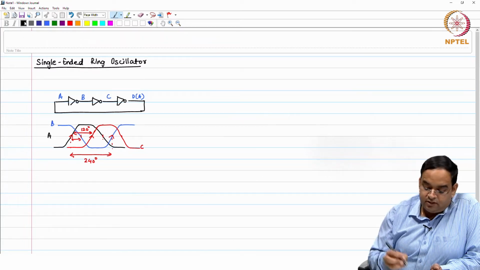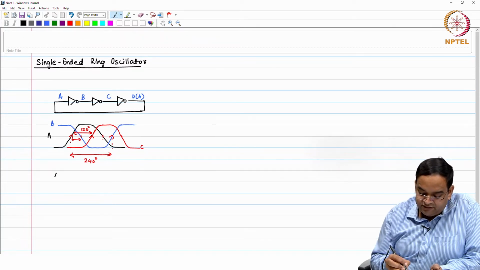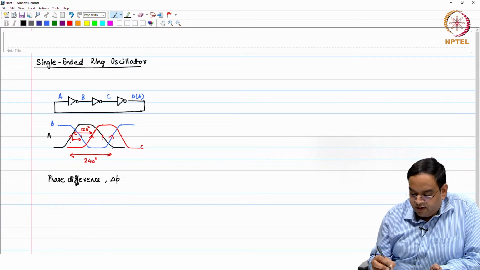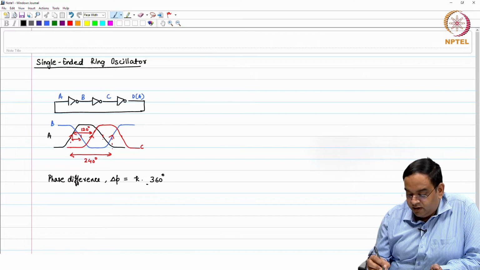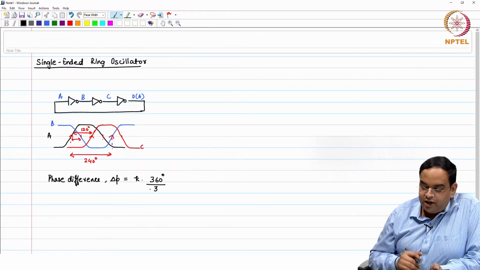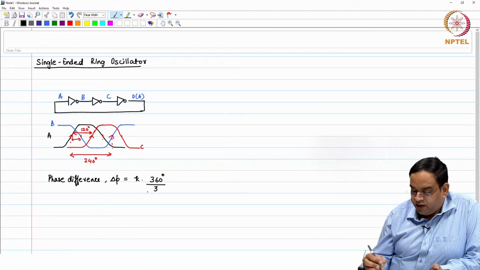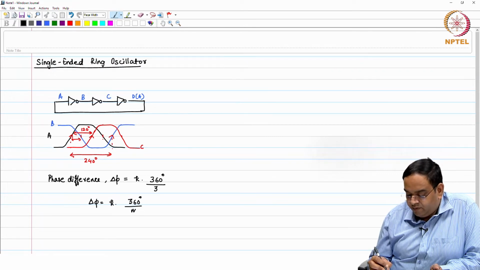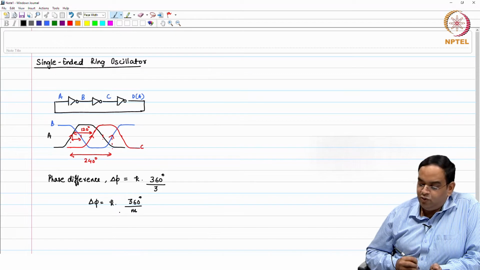So, I can very well say that the phase difference, delta phi, is in this case an integer multiple of 360 degree divided by 3. So, if you are going to use an odd number of inverters, depending on how many inverters you are choosing, you will have the phase difference between the rising edges as 360 degree by m, where m is the number of inverters which you are going to use.